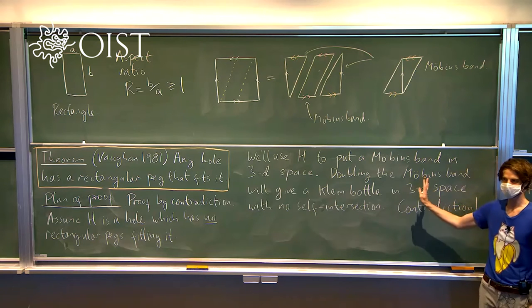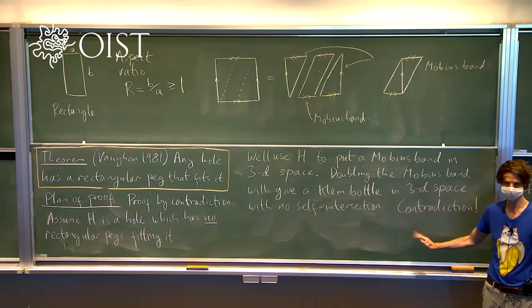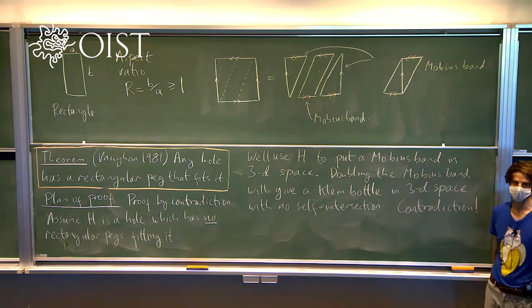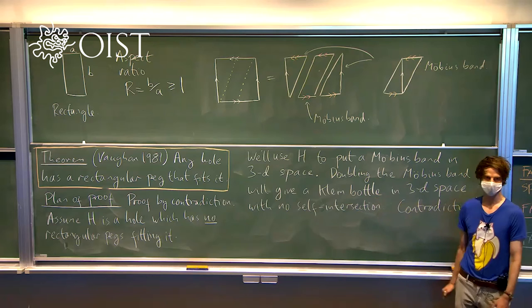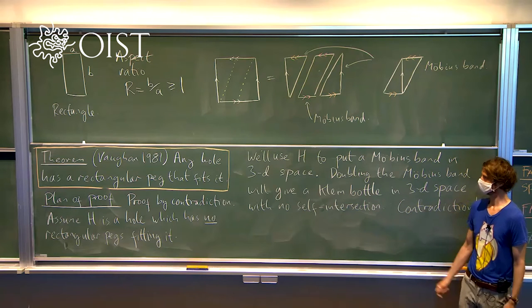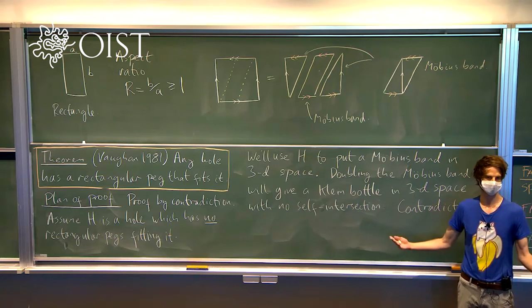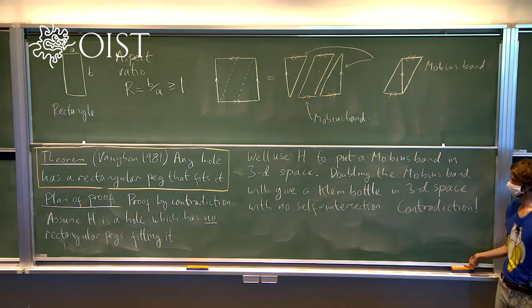But it shouldn't be obvious how we do any of these things yet, because this is just the plan of the proof. How are we going to use H to put a Moebius band in three-dimensional space? And what does doubling mean? And how do we see that the Klein bottle has no self-intersection? How does H play into this strategy at all? All right, so that's the plan.